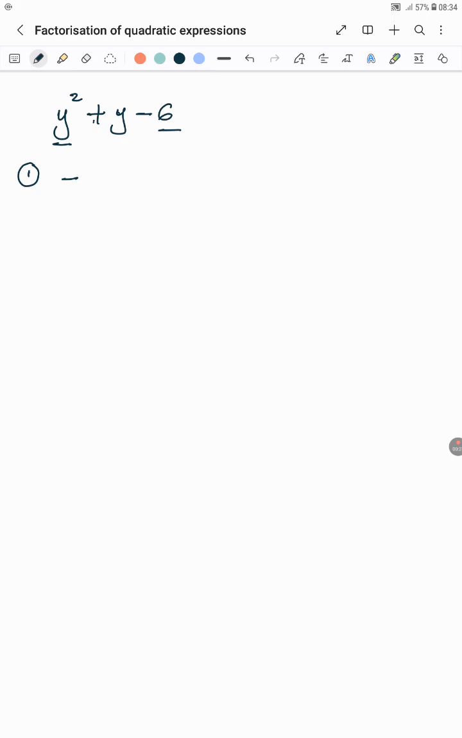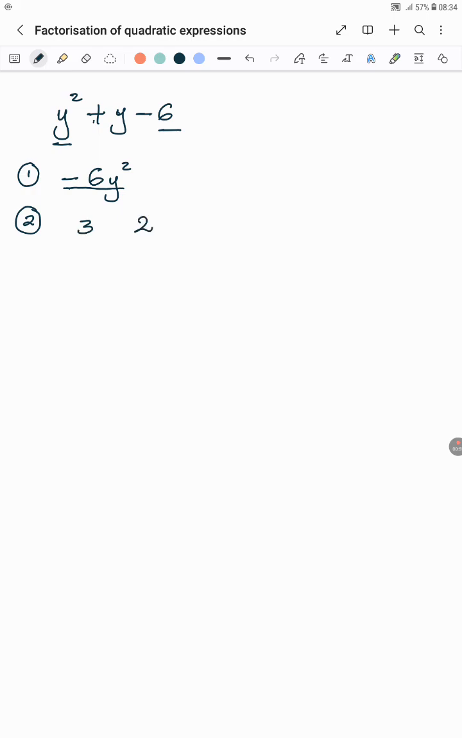you're going to get minus 6y squared. And the second step is you need to look for two factors of minus 6, which when you multiply them, they are going to give you minus 6y squared. But if you add them, they are going to give you plus 1. So here we have got 3 and 2.